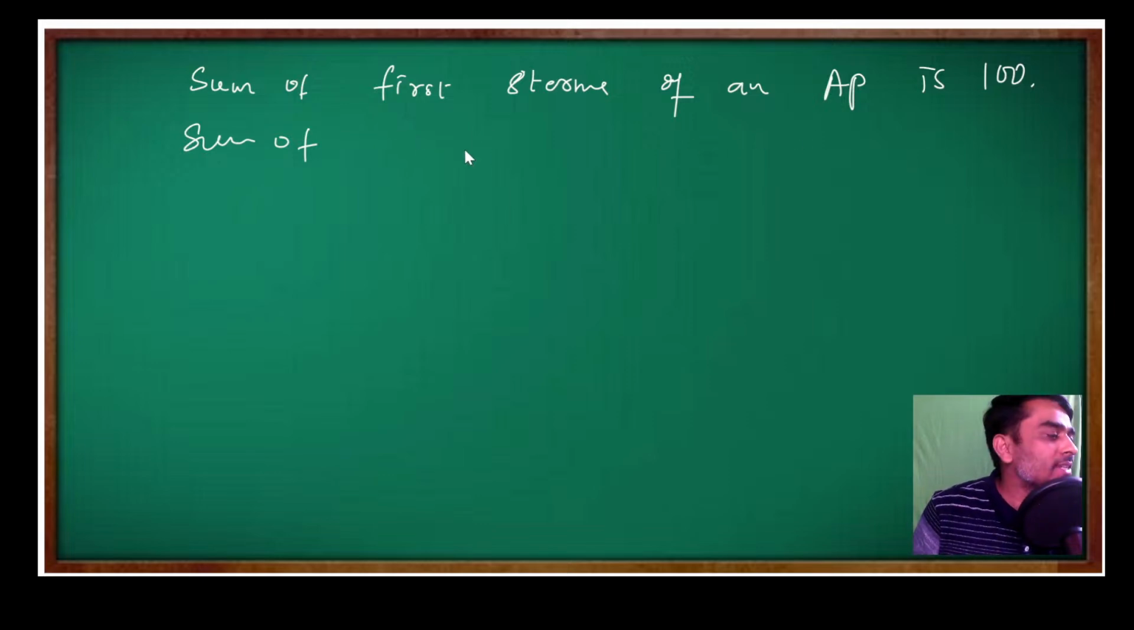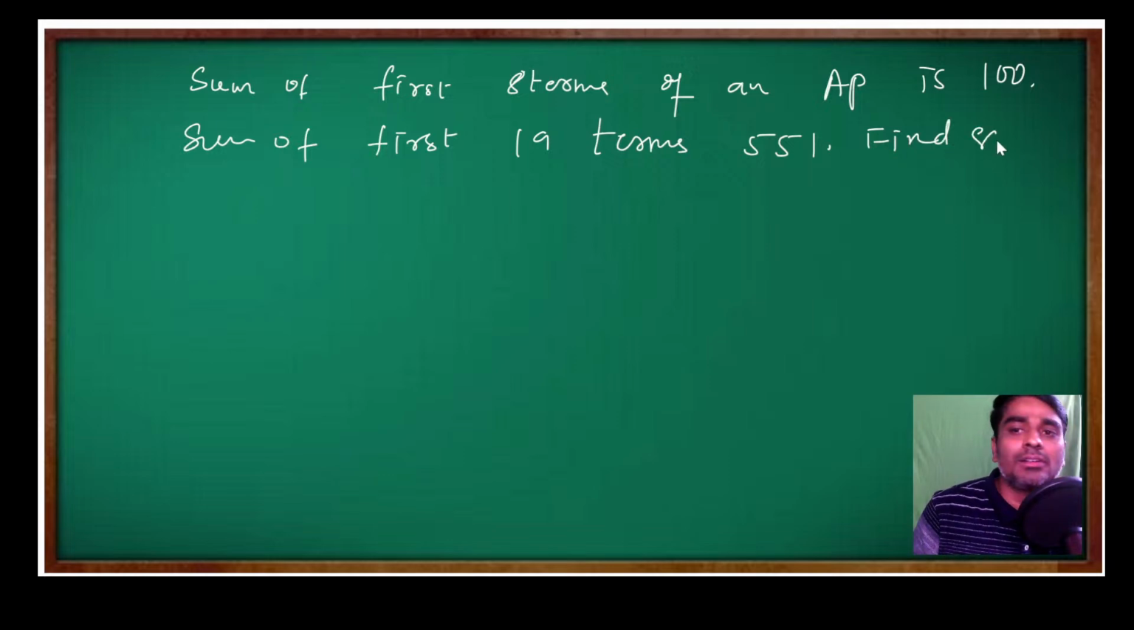The sum of first 8 terms of an AP is 100. The sum of first 19 terms is 551. Find the sum of first n terms.